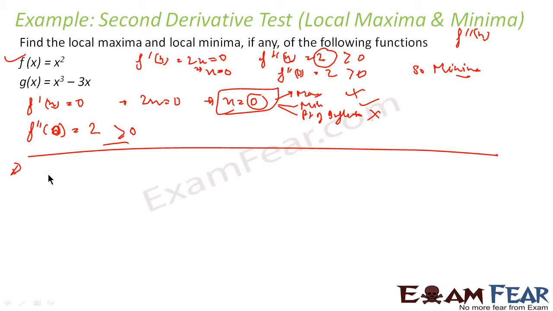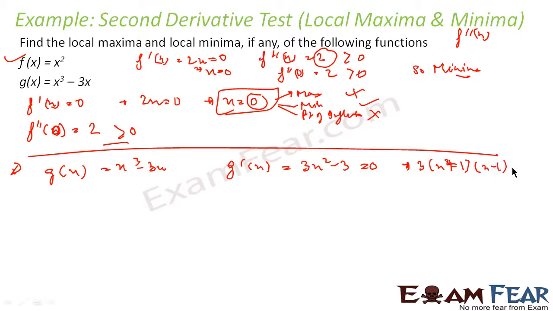Similarly, for the next part, my g x is equal to x cube minus 3x. I have to find the critical points. Let me find g dash x, that becomes 3x square minus 3, and I'll make it 0 because I have to find critical points. So this means 3 into (x plus 1) into (x minus 1) is equal to 0, or x equal to 1 and minus 1 are my critical points.